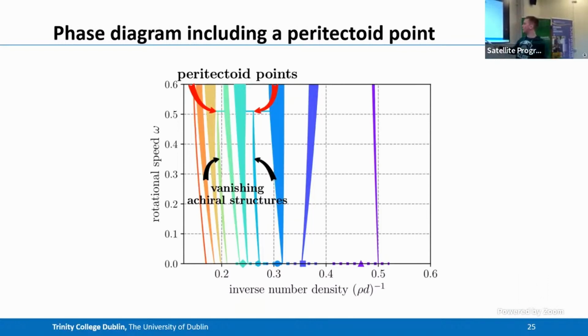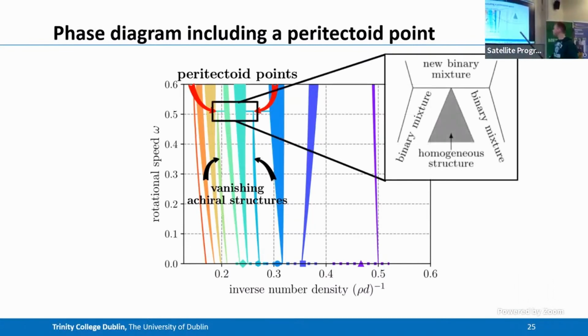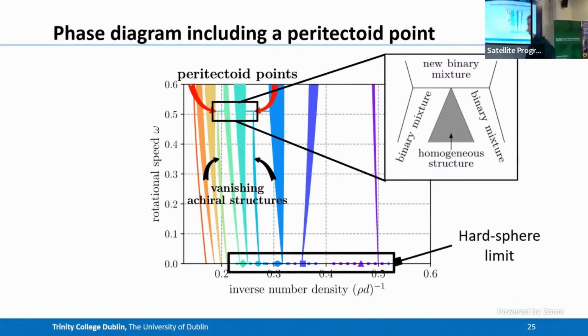And we'll see in general that the regions of the homogeneous structures are increasing with increasing rotational speed. But at two points, two structures actually vanish, which are called peritectoid points. At these points, these homogeneous structures vanish together with the binary mixture, and there's a new binary mixture above them that consists of the adjacent homogeneous structures. And then at rotational speed of 0, you'll encounter again the hard sphere limit.